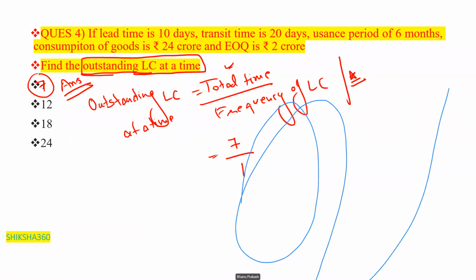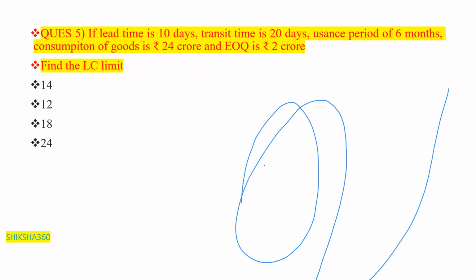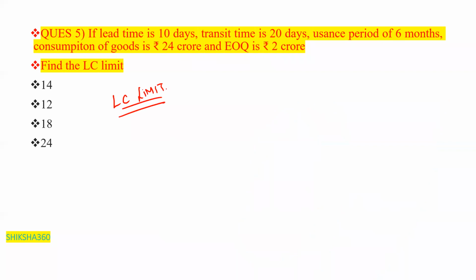Now move to the next question, that is LC limit. We can calculate LC limit as C into T upon 12, where C is the annual consumption of the goods and T is the total time. Here T has to be in the form of months.